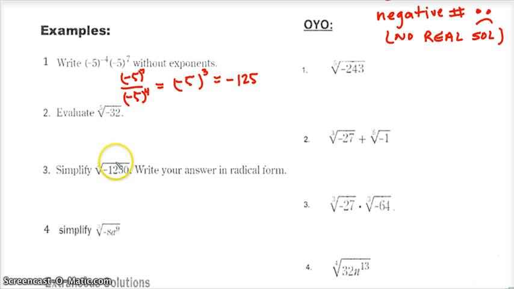In example number 2, I'm asked to find the 5th root of -32. This is all right because I'm taking the odd root of a negative number. This will give me -2.